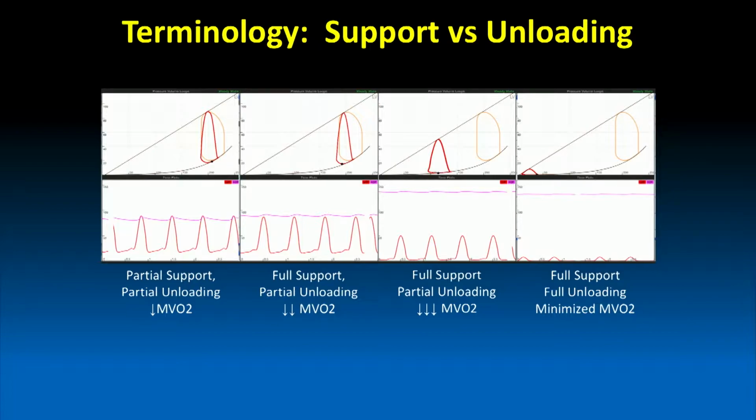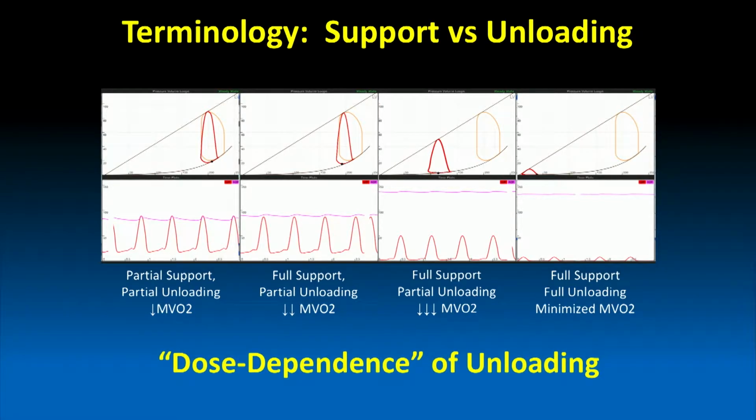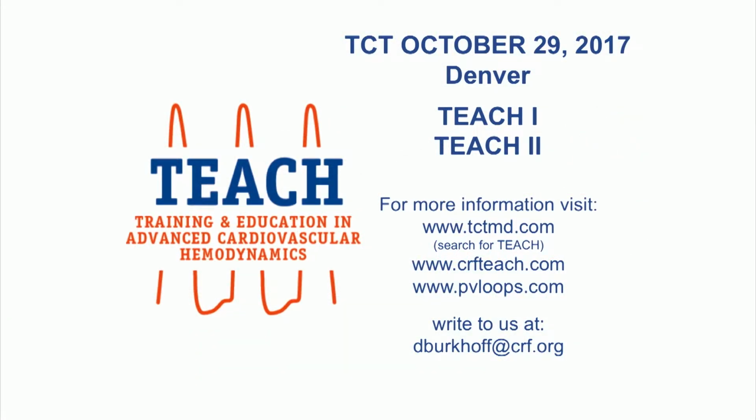This is just one example, because in some papers we interchange the words full support and full unloading, but there is clearly a difference between support and unloading. Again, this emphasizes that unloading is dose dependent. When we translate this into clinical practice, we have to understand that if we put a device at a certain flow rate, it may not mean the same between patient 1 and patient 2, depending on their particular loading conditions that result from the use of the device. So that's an overview of what I wanted to introduce.